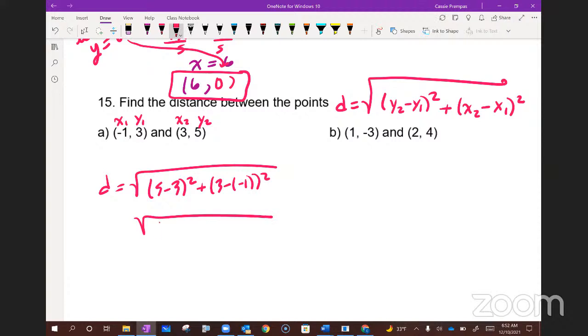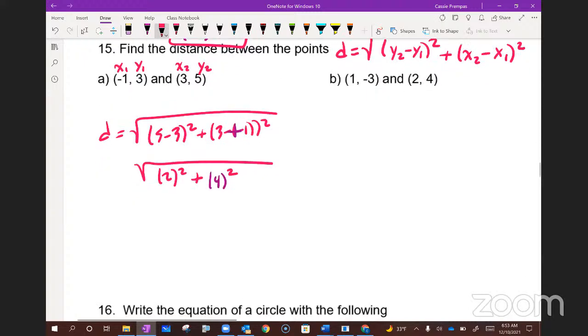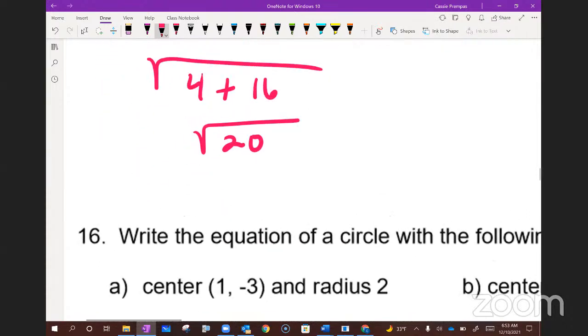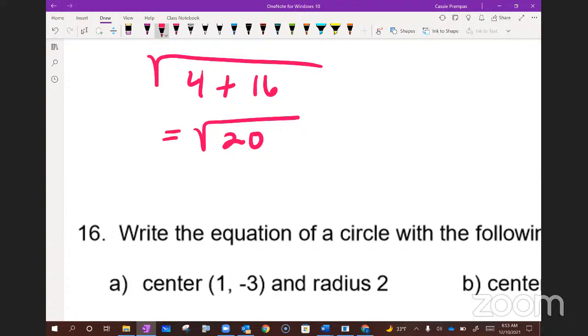And that gives me 2 squared plus a minus a negative creates a positive. So that'll create 4 squared. And that becomes 4 plus 16, which is the square root of 20. Most likely I will need to put it in simplest radical form. So the square root of 20 is the same as the square root of 4 times the square root of 5, which is 2 root 5.